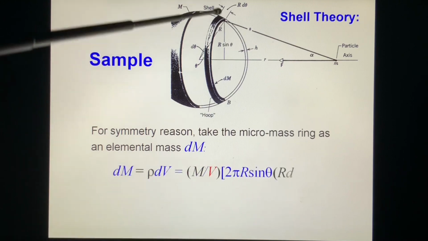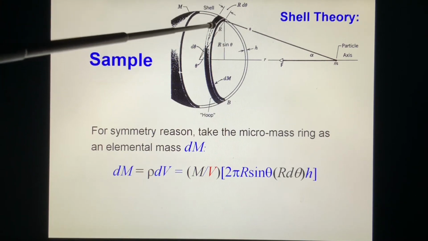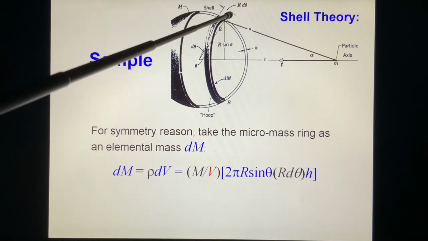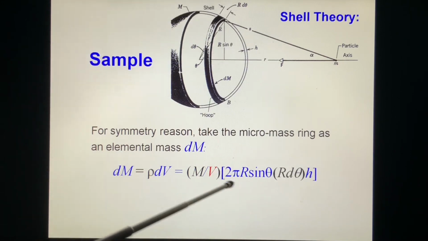dV equals the circumference 2πr sinθ, times the width r dθ, and the thickness h. So this is dV. Density is total mass divided by volume. This is the volume density, and this is the volume, so this is the dm.